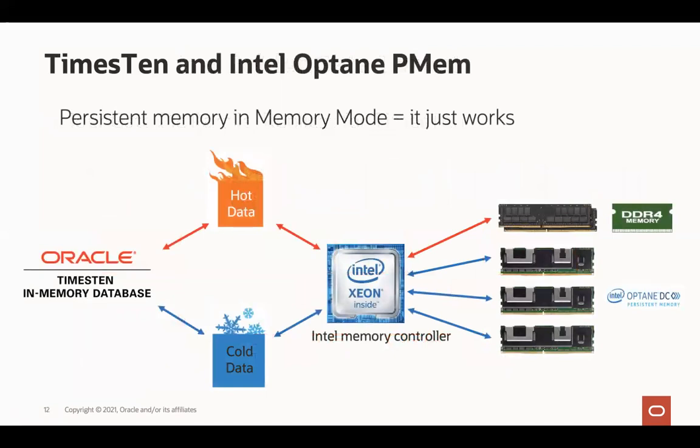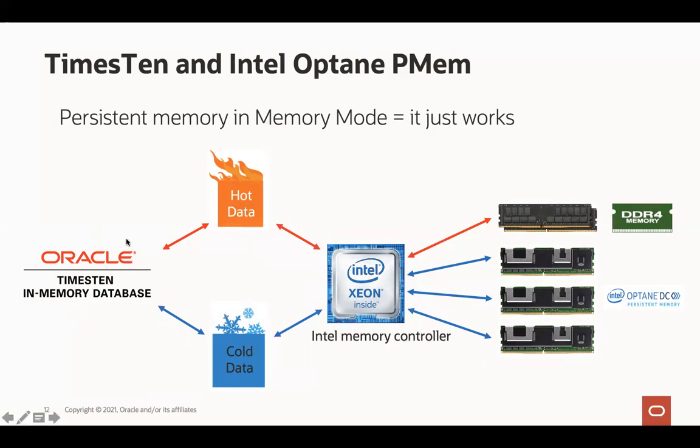Another thing I want to mention is support for Intel Optane persistent memory. If you use persistent memory in memory mode, it's just going to work out of the box with TimesTen. So what do I mean by that? What I mean is if you have hardware that has the latest Intel Xeon CPUs, and in that hardware, it has Intel Optane persistent memory, your favorite in-memory database is going to work really fast. What do I mean by that?